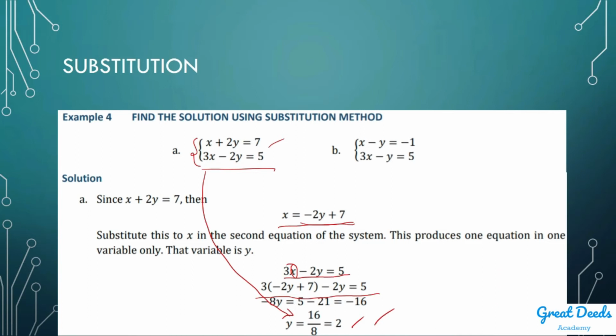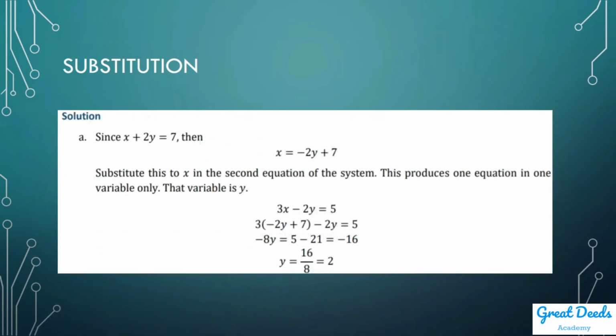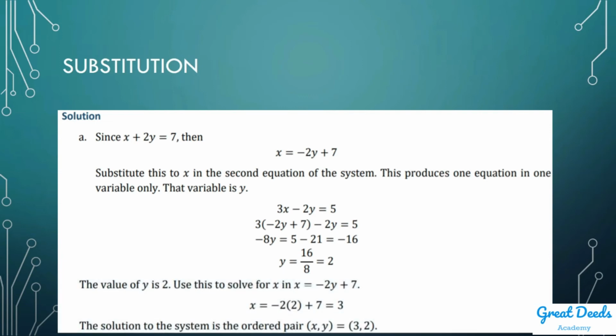Okay, so what do you do next? We already know y. Y is equal to 2. So we will just use it in the other equation. Since y is equal to 2, we can go back to this one. Since y is equal to 2, this becomes -2 times 2 plus 7. And that is equal to 3. Our solution is x is equal to 3 and y is equal to 2.